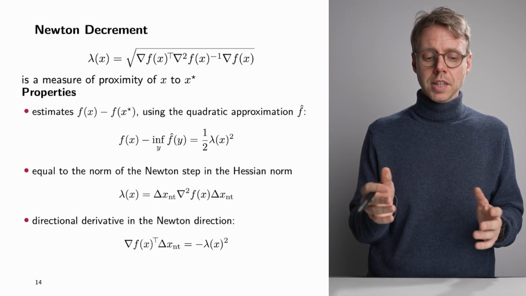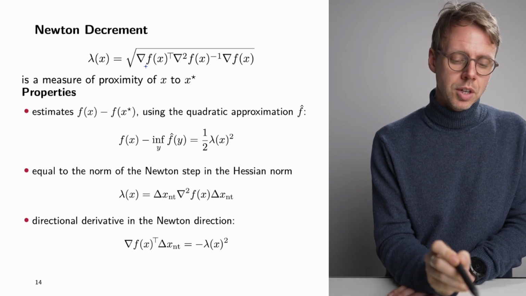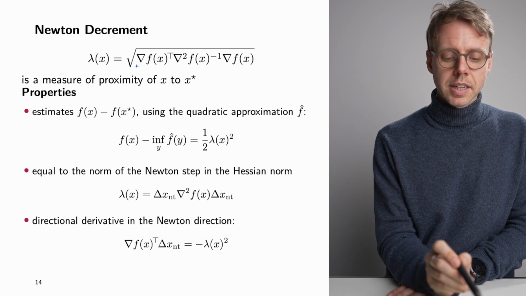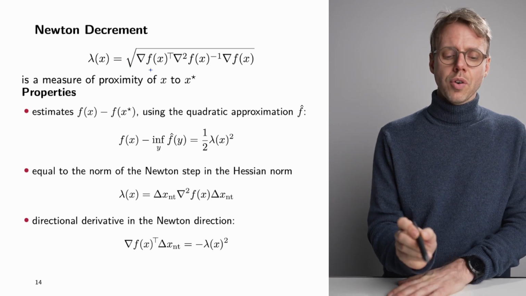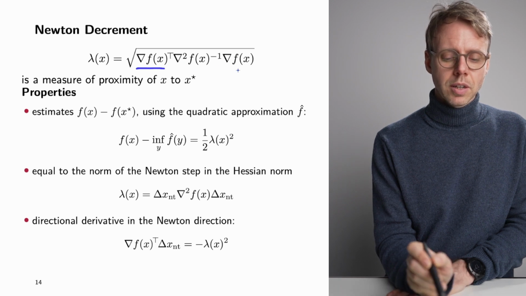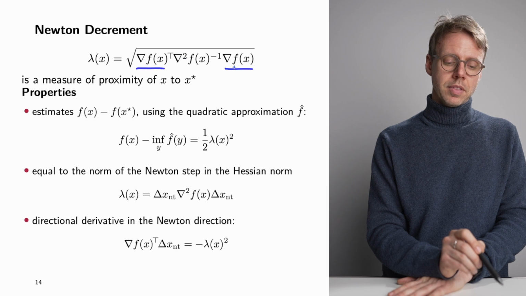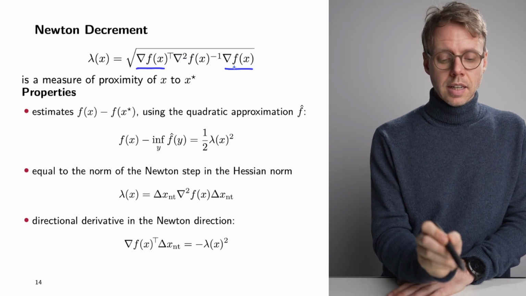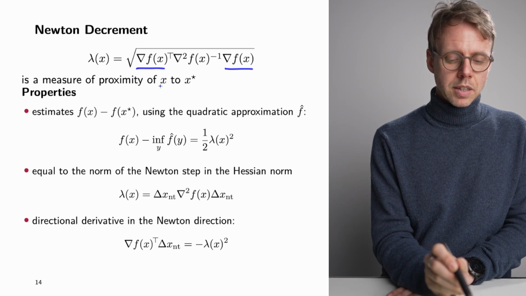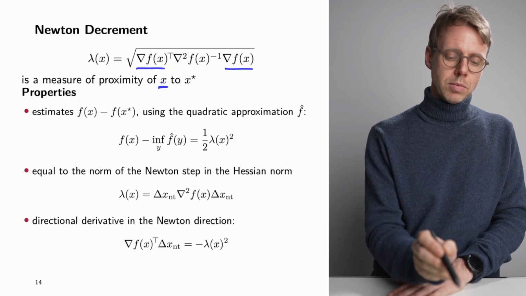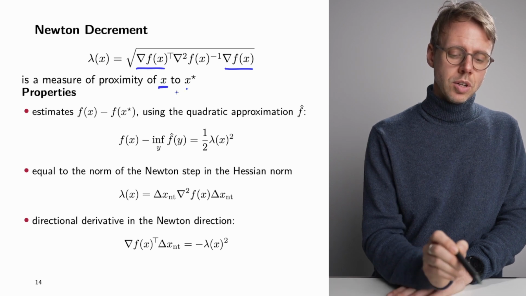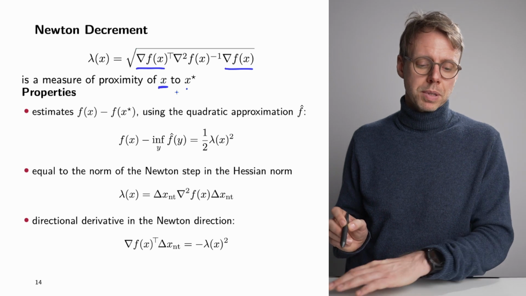One important quantity that I would like to introduce around Newton's method is the Newton decrement, lambda x. It's defined as the square root of the squared form in the Hessian of the gradient vector. And it is a measure of proximity between our current point x, where you're estimating this lambda, to our optimum x star.